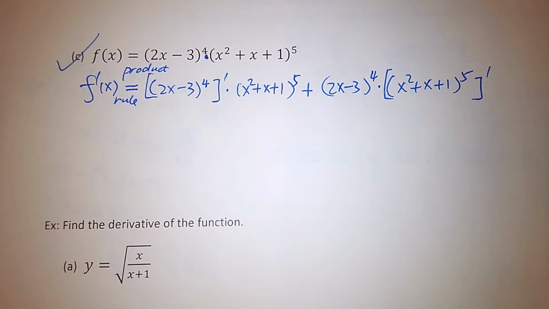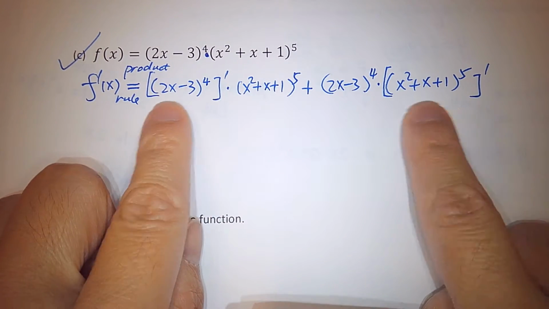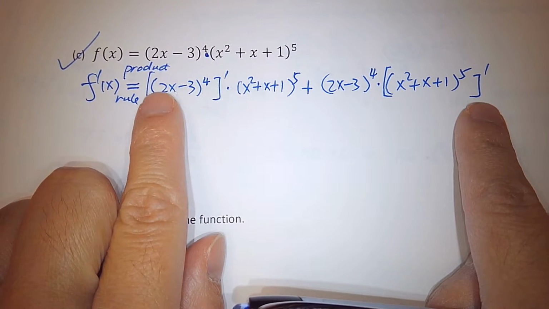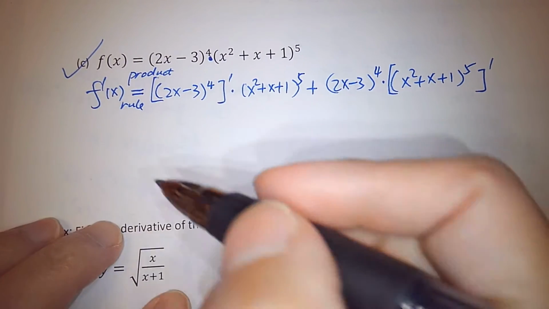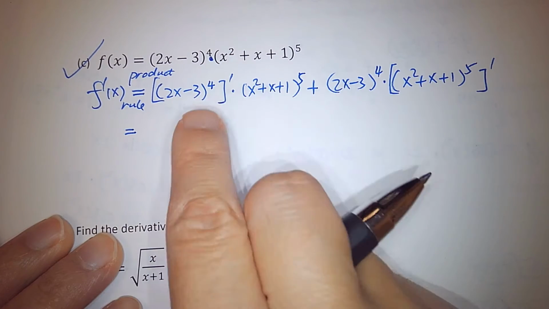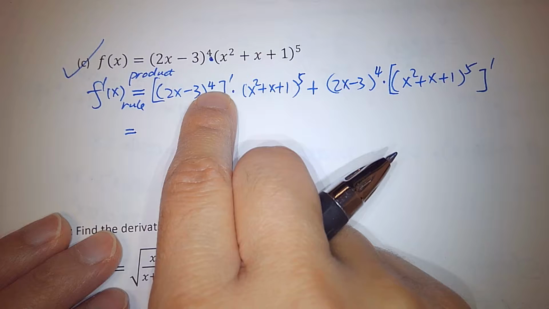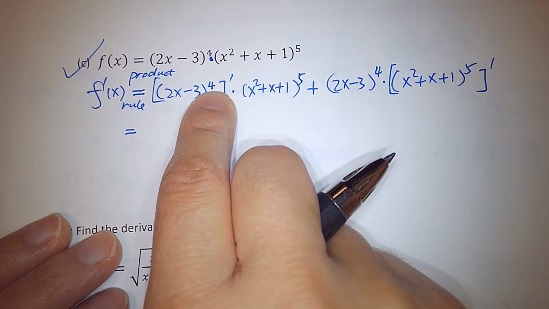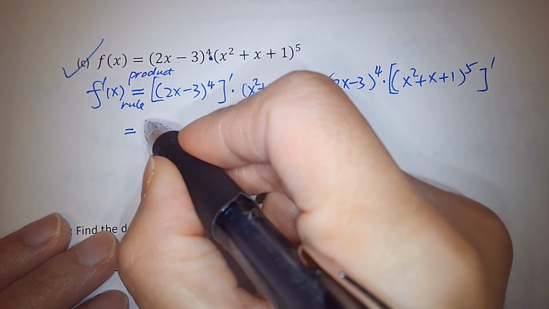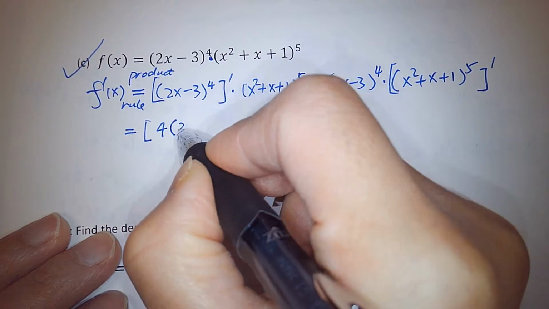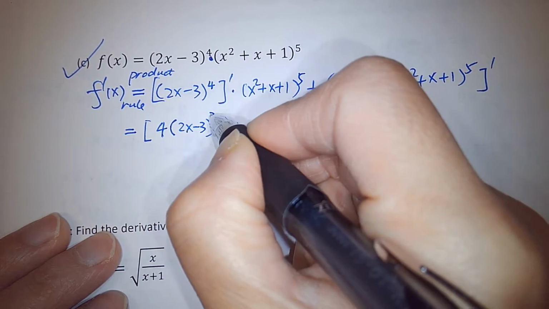What do we do next? Find the derivative respectively, right? So how do you find the derivative of 2x minus 3 to the fourth power? Is this the power? Yes, it is, right? So to differentiate the power, we use power rule, right? So we should have 4 times 2x minus 3 to the cube.